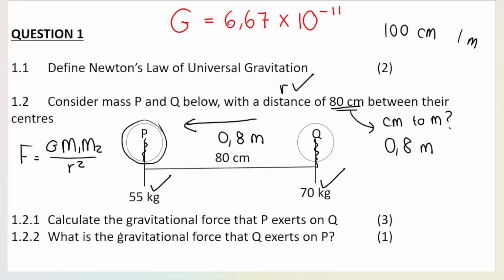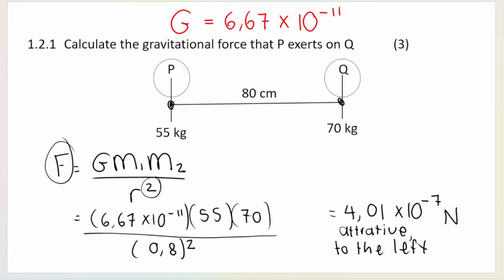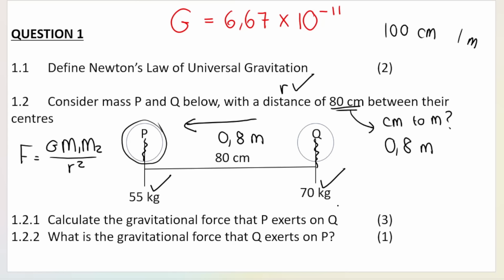The next question says, what is the gravitational force that Q exerts on P? Notice how they just swapped the two objects around. So that's an easy answer. Your answer will be the same. So it'll be 4.01 times 10 to the negative 7 newtons attractive to the right. So if P exerts on Q to the left, Q exerts on P to the right. Same magnitude, opposite in direction because of Newton's third law of motion.